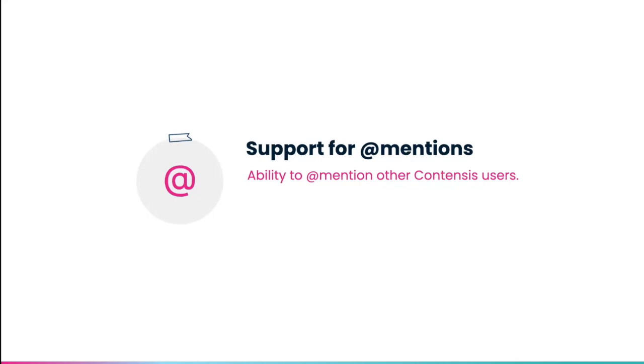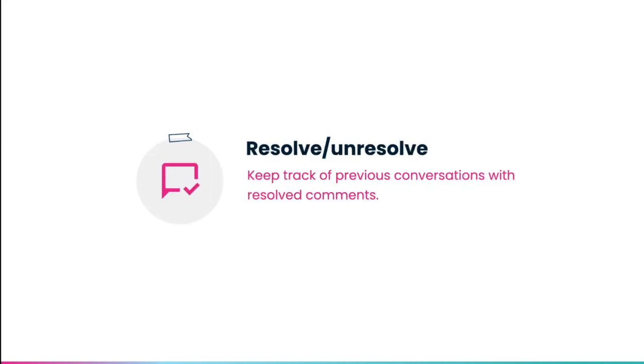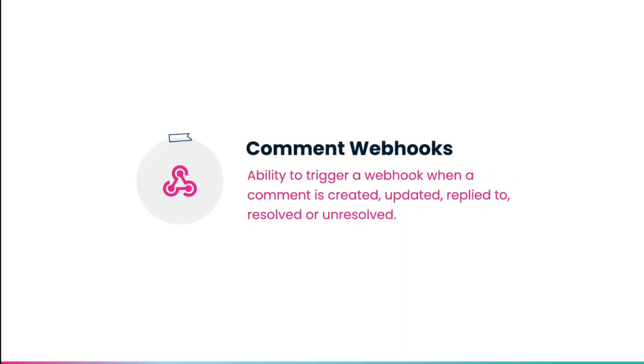We've got support for mentioning users, so mentioning other users in Contensis, so they can be notified and flagged of those comments that have been made on content, allowing you to inform people and for them to review that content together. You can mark conversations as resolved, or if you want to resurrect a previous historic conversation, you can unresolve those comments. And we have support for comment webhooks. So you can trigger a webhook when a comment is created or updated, when something's been resolved or unresolved or applied to.